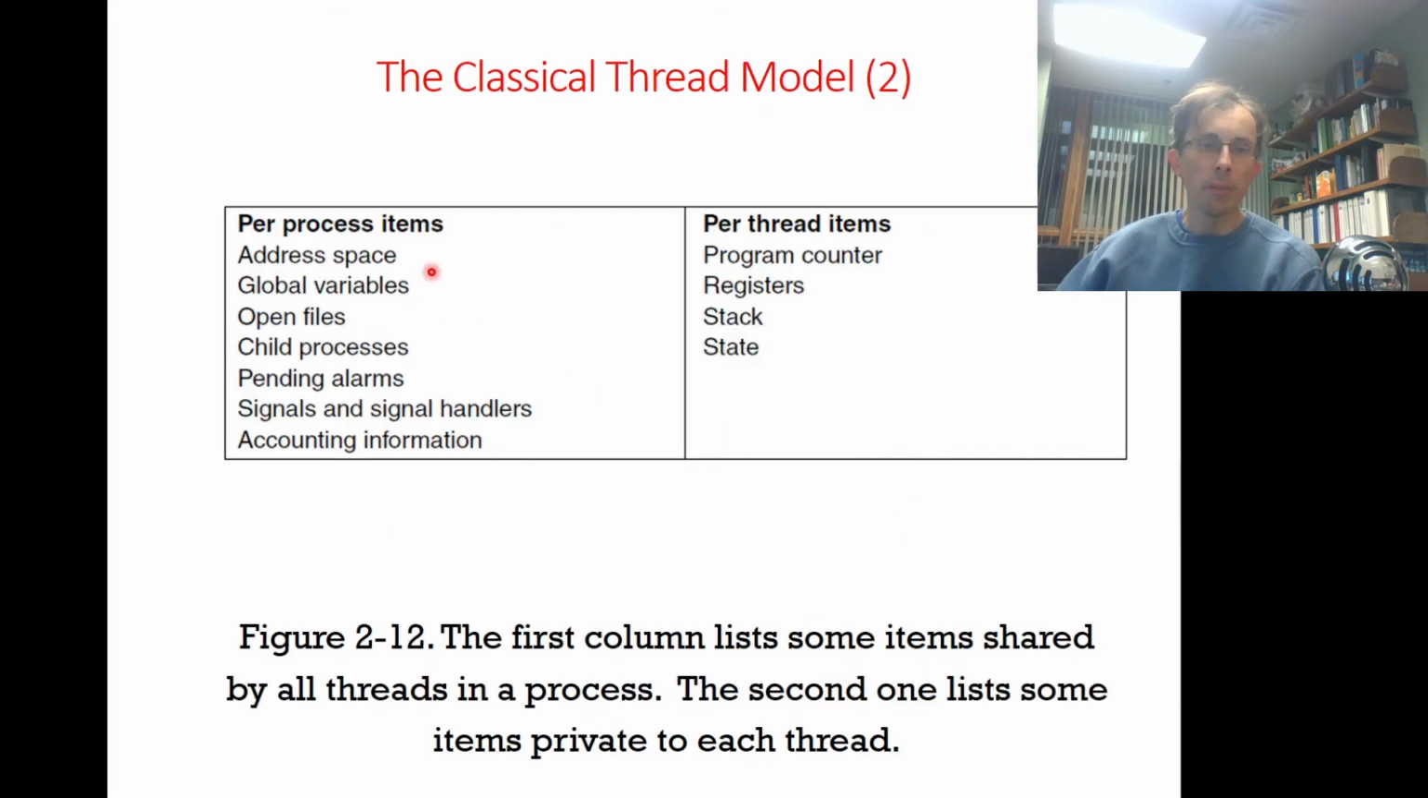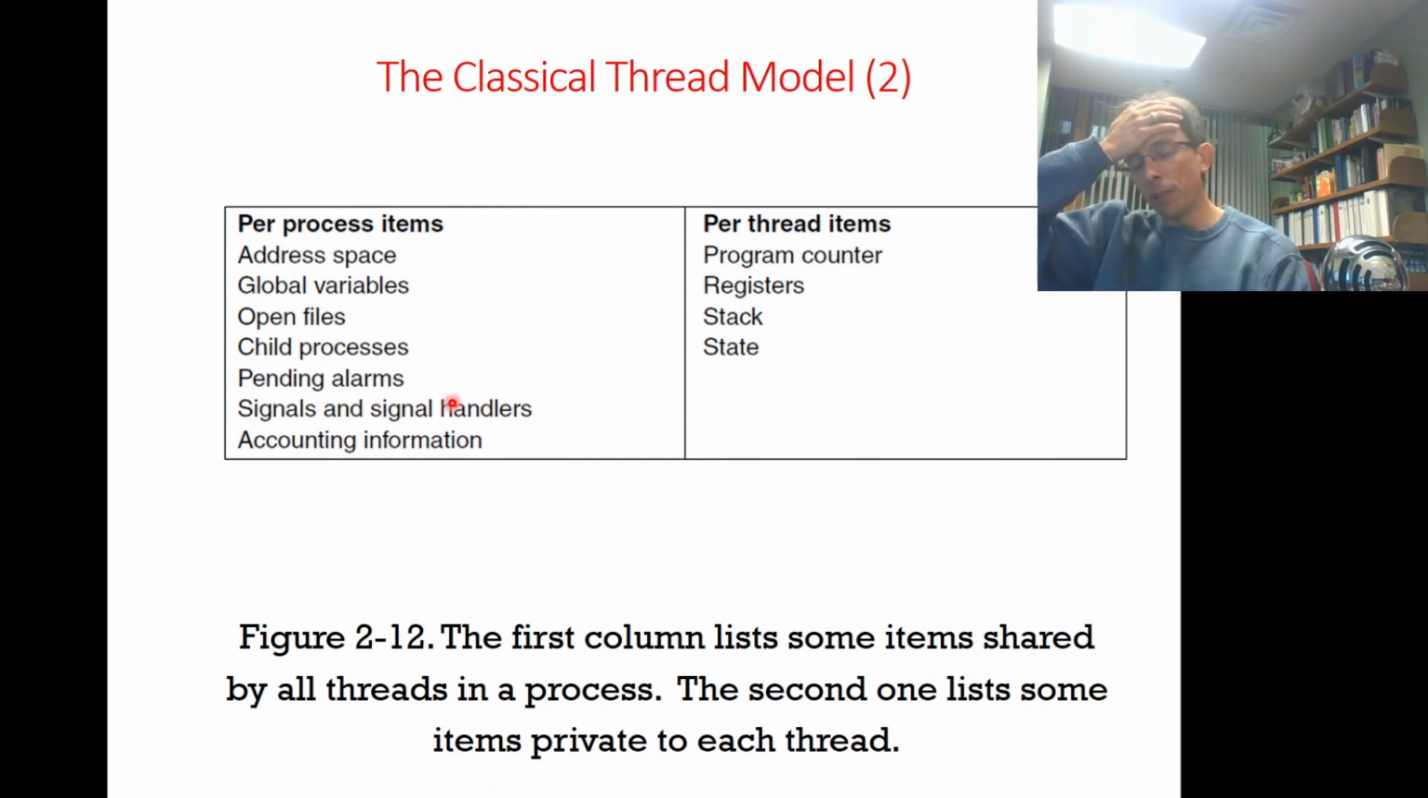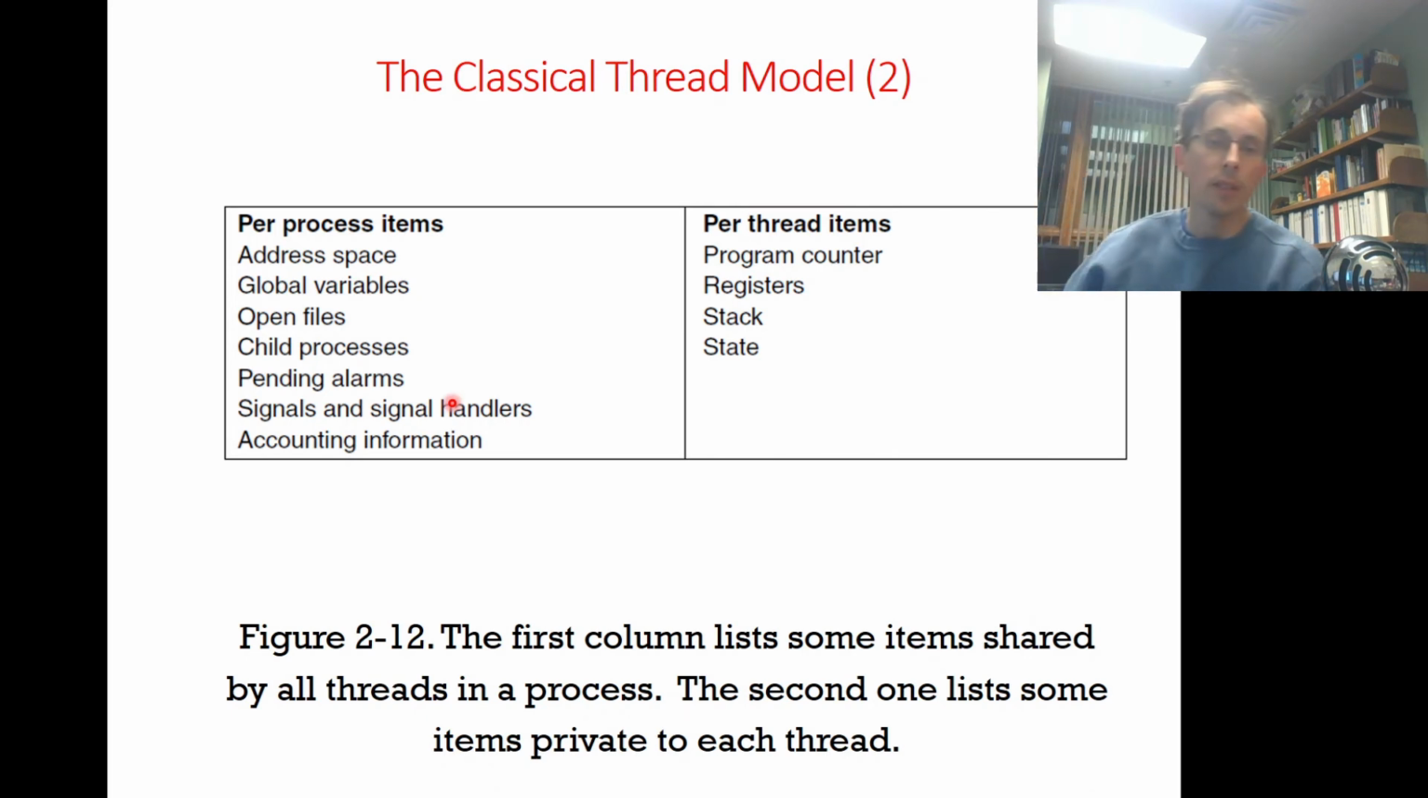All right, so here's the per process items: address space, global variables, open files, child processes, pending alarms, signals and signal handlers, accounting information. Here's your per thread items: program counter, registers, stack, state, that sort of thing. So, actually, signals are on a per process basis, not per thread. Sorry. And then you could group them together and set them up to respond as needed. And obviously they share data, so they would share open files, that sort of thing too.